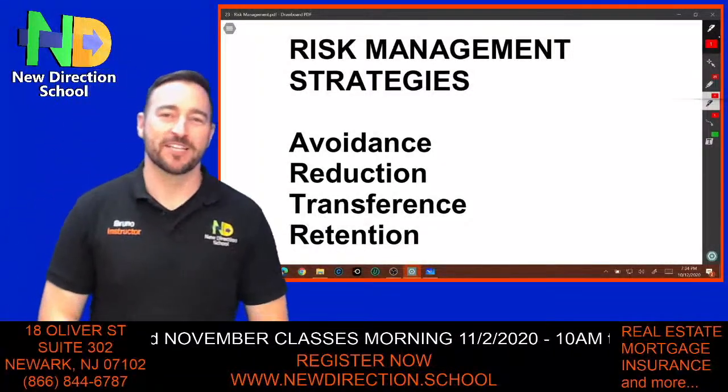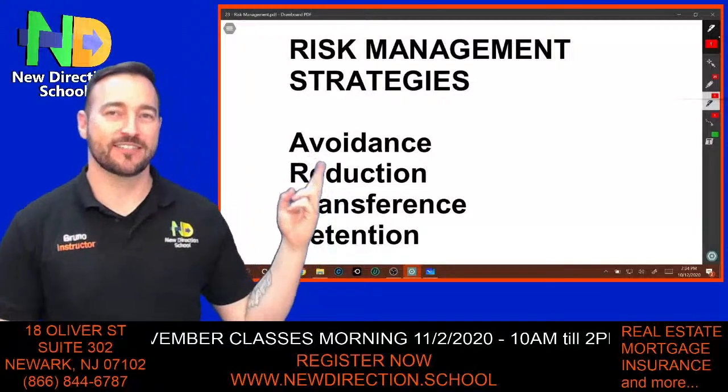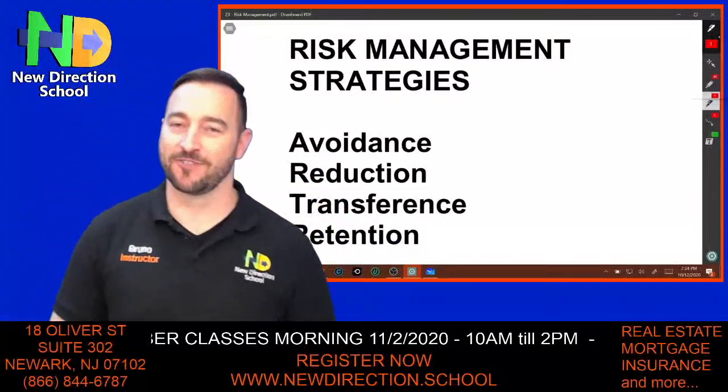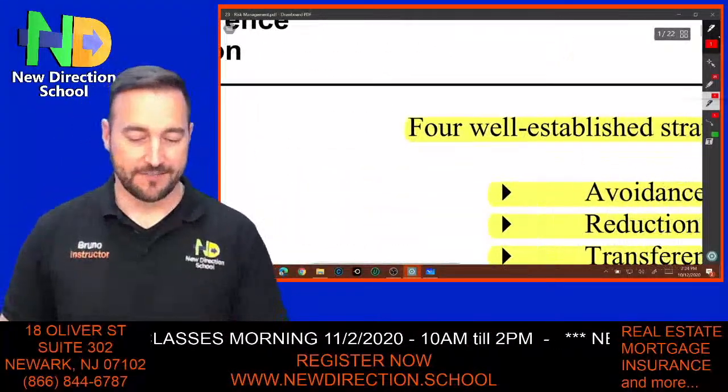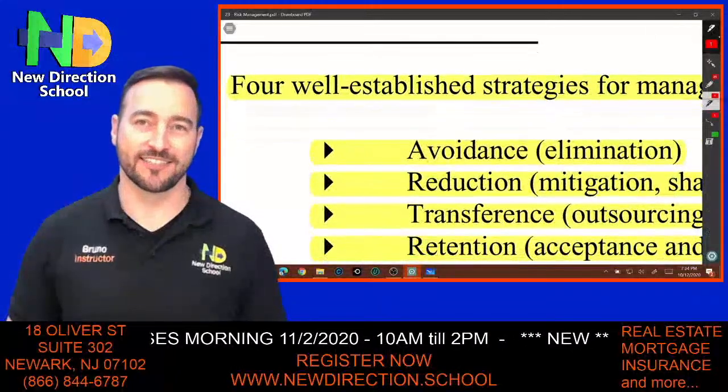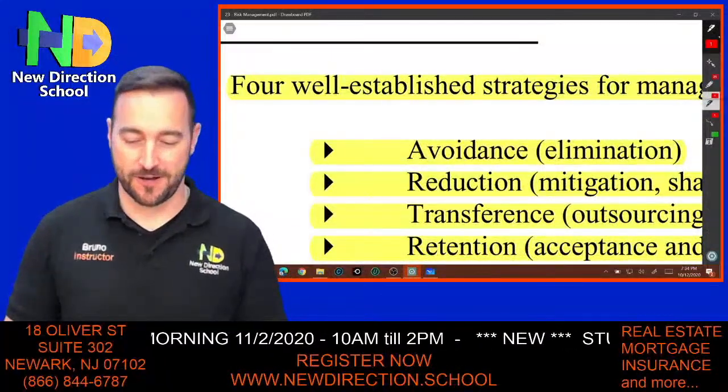So, risk management strategies. There's avoidance, reduction, transference, and retention. If you were taking the insurance license, we'd be talking about these as well.